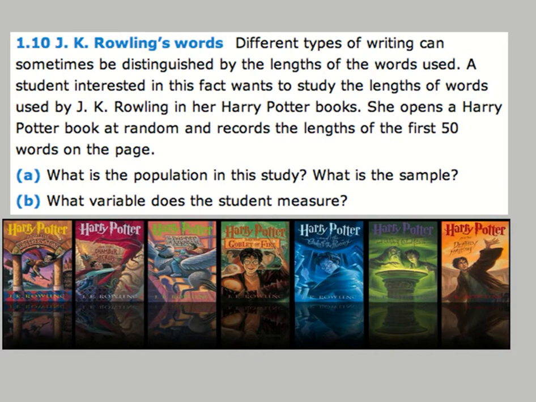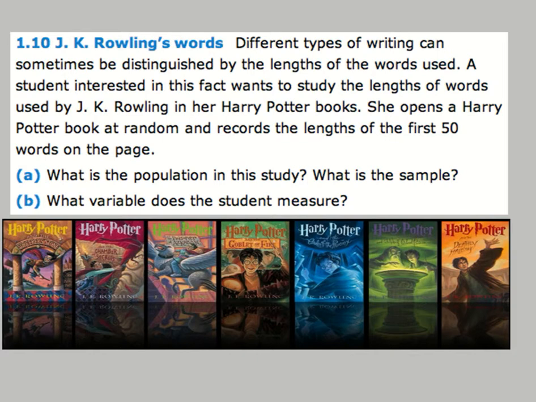So if you think about J.K. Rowling, the author of Harry Potter, I'll read the question. It says, different types of writing can sometimes be distinguished by the lengths of the words used. A student interested in this fact wants to study the length of words used by J.K. Rowling in her Harry Potter books. She opens a Harry Potter book at random and records the lengths of the first 50 words on the page. So think about this situation. What is the population in this study? What is the sample? And what variable is the student measuring? So I'd like you to pause the video and, in your notes, try to identify what those 3 things are.